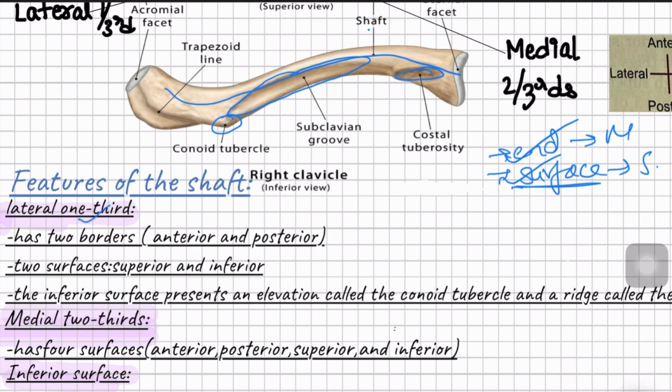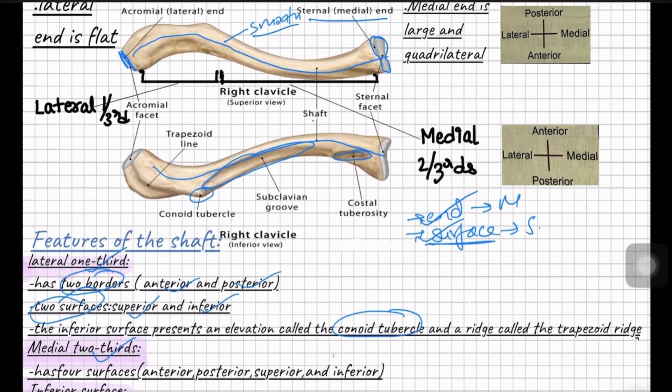As I have already told, it has a lateral 1/3 part and a medial 2/3 part. The lateral 1/3 has two borders and two surfaces: the anterior border and posterior border, and the superior surface and inferior surface. The inferior surface of the lateral 1/3 part has an elevation called the conoid tubercle and a ridge called the trapezoid ridge.